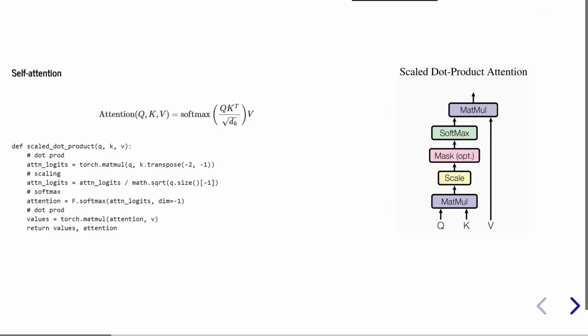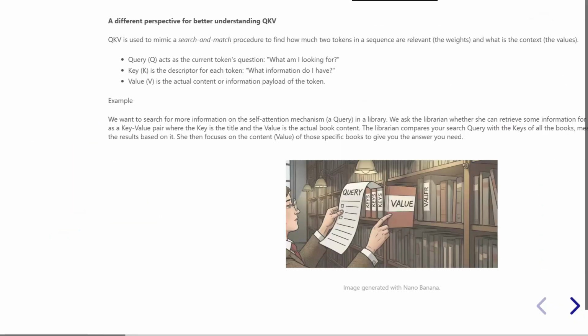We then need to scale these products by the square root of dk, which is the size of the keys, or of the queries, it is the same. We can then apply a mask if we want to, like a causal mask. Then we apply softmax, and finally we multiply the results of the softmax with the values. But let's try to understand a bit better what these queries, keys and values represent. And in particular, we do that by using an analogy.